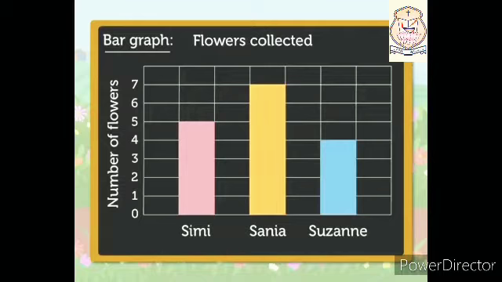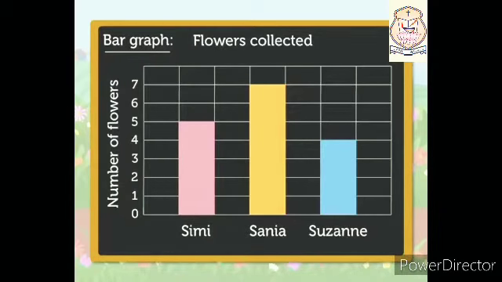Every bar graph has 1. A title, which tells us what the bar graph is about. 2. Both the side and the bottom of the graph have a label which tell us what kind of data is shown. 3. The scale tells us the number each block is equal to.